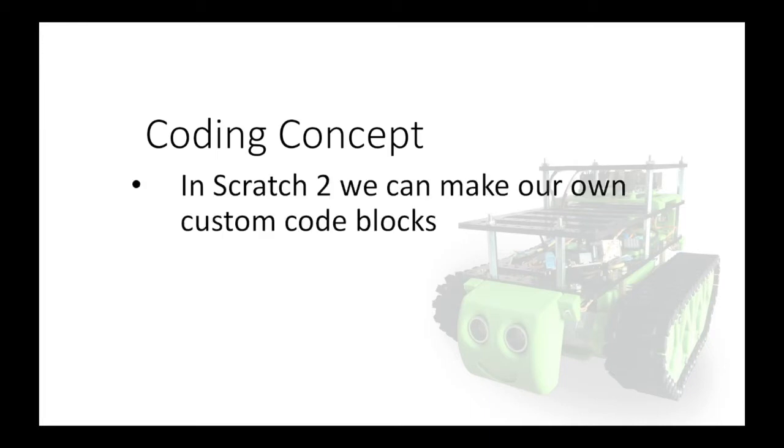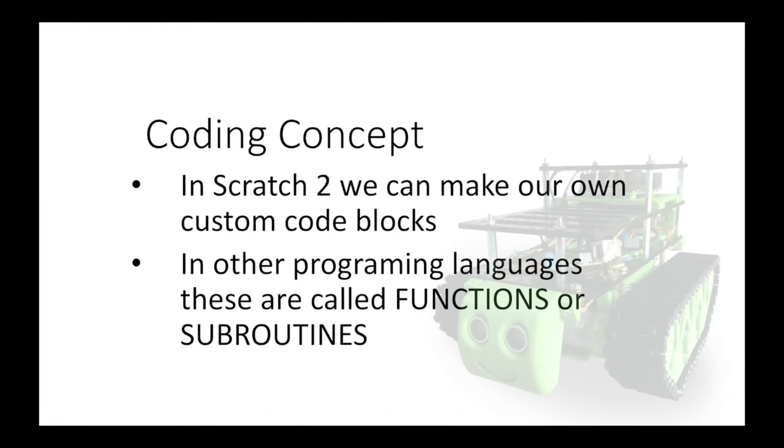As a coding concept, in Scratch 2, we can make our own custom code blocks. Basically, you get one block and you put lots of blocks inside that one block. Custom code blocks are purple. In other programming languages, these are called functions or subroutines, and they are very, very useful, and you can't really become an advanced programmer without them.